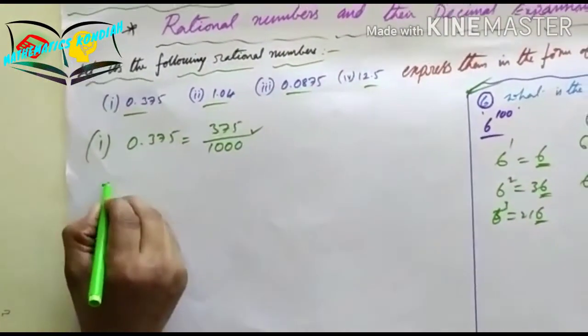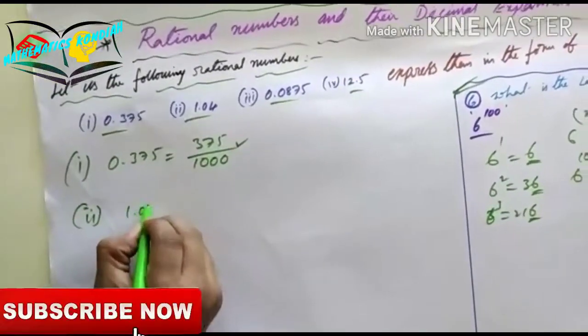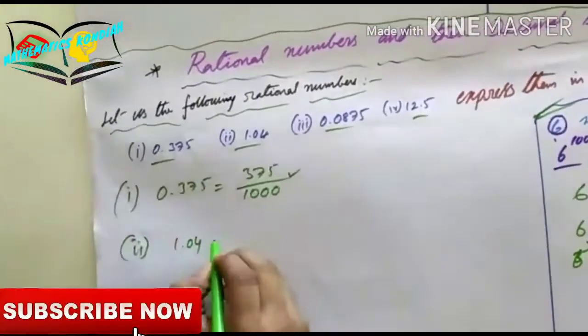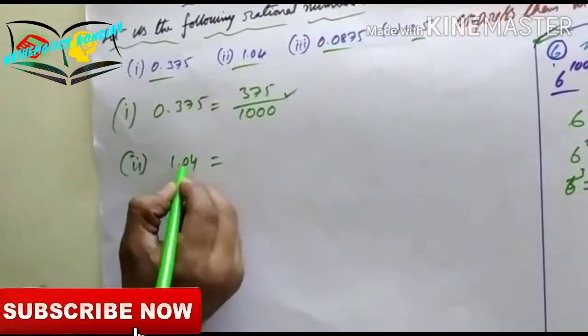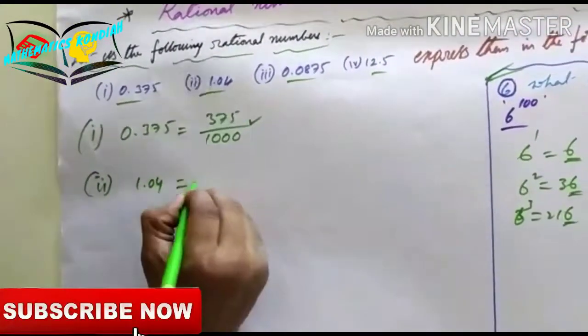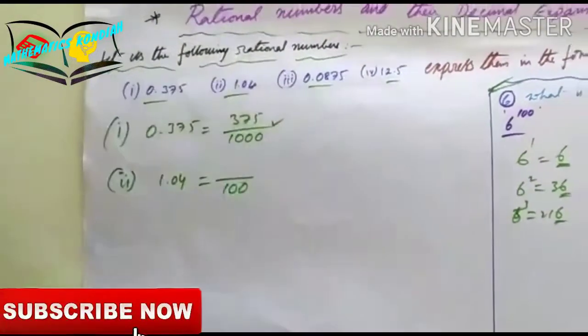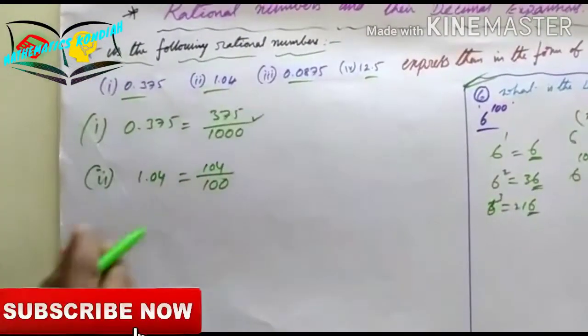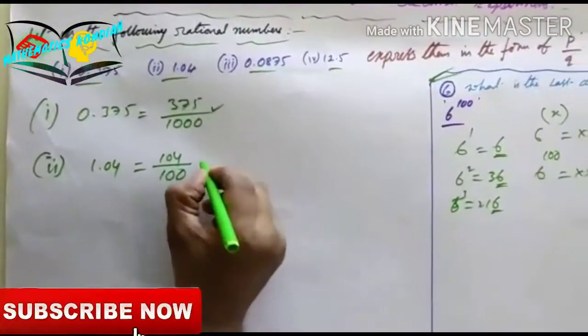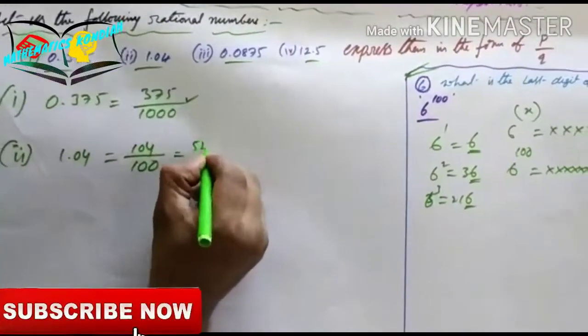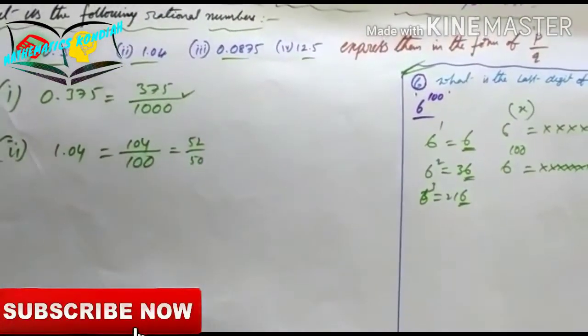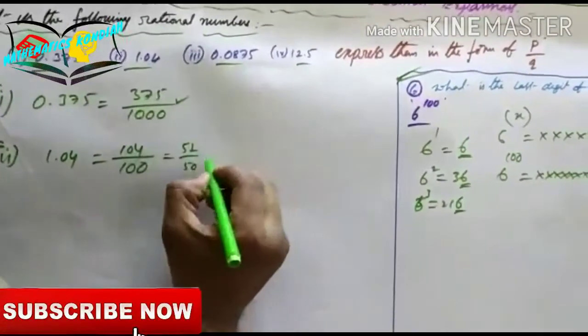Go to the second sum: 1.04. After the decimal point there are 2 digits, so the denominator is 100. Therefore 104 by 100. The numerator and denominator are both even numbers, so simplify: 52 divided by 50, and again both are even.